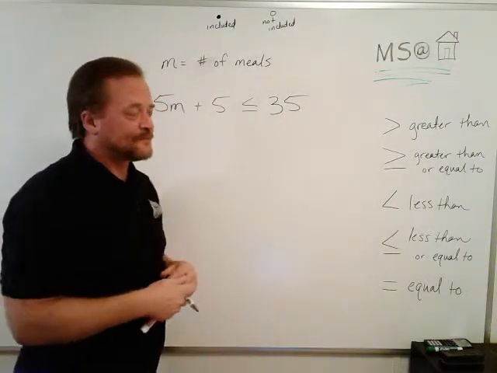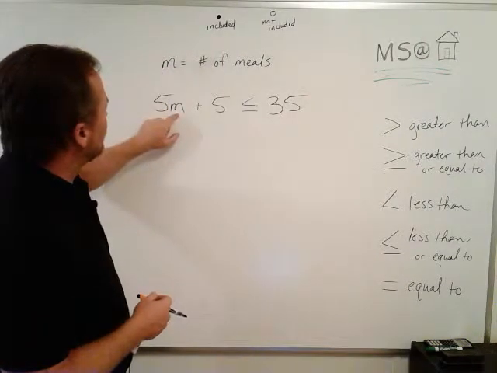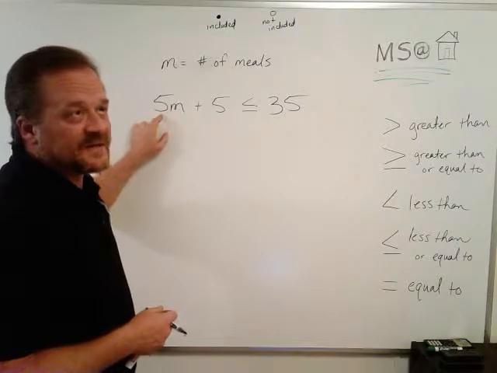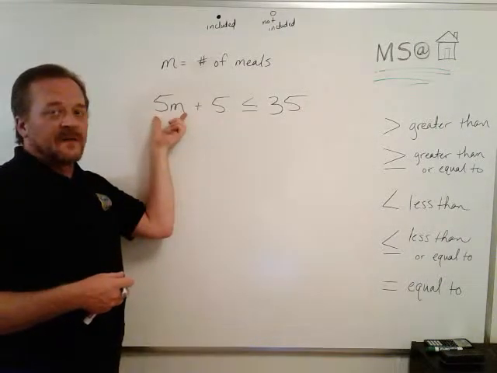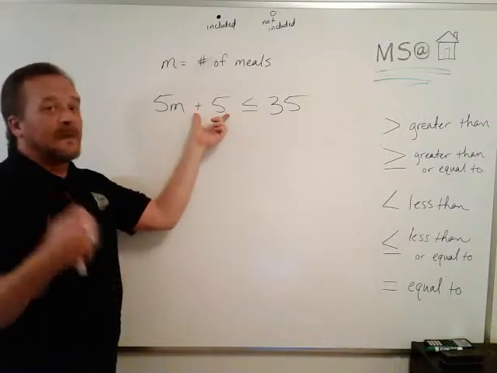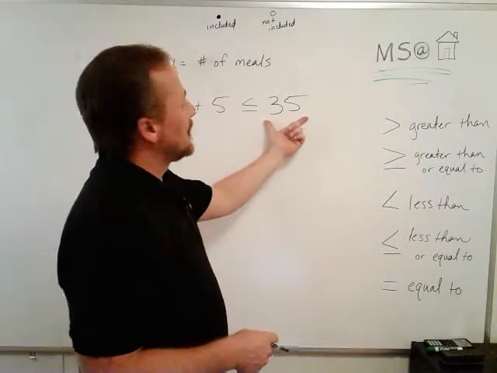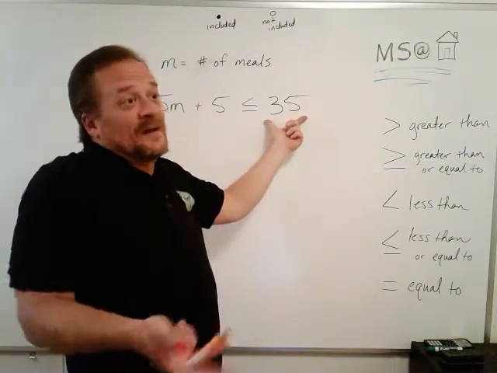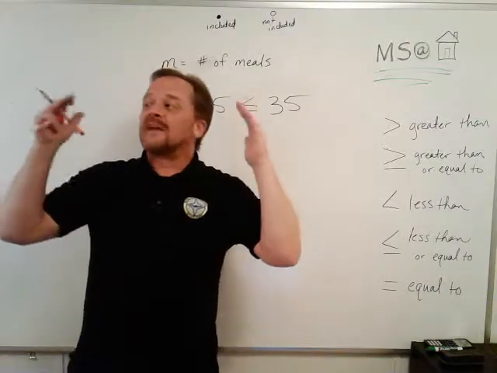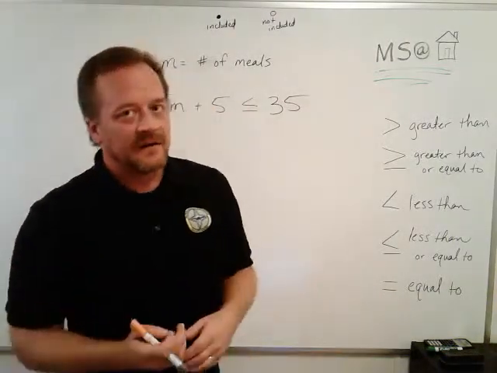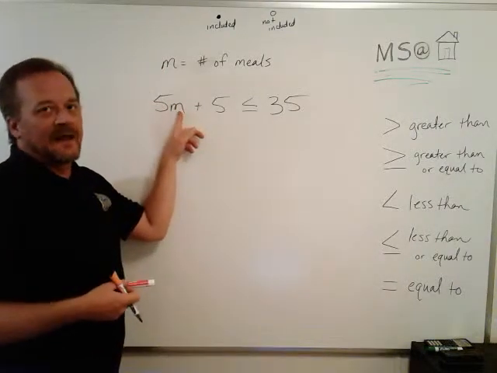So from left to right, this means the number of meals times the price of each meal. If I figure out how many of my friends I can feed, this will tell me how much my friends cost, plus my meal already that I paid for, has to be less than or equal to $35 because that's all I have. That's all the money I have, guys. The question here is going to be, what is the greatest number of my friends that I can feed? For M, what's the biggest value that M can be?